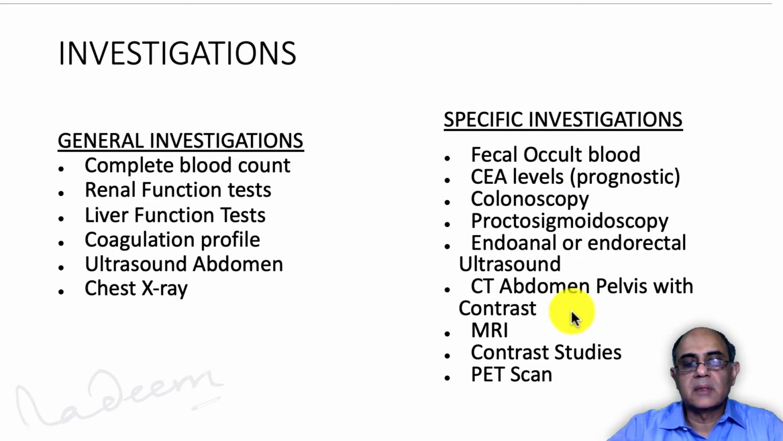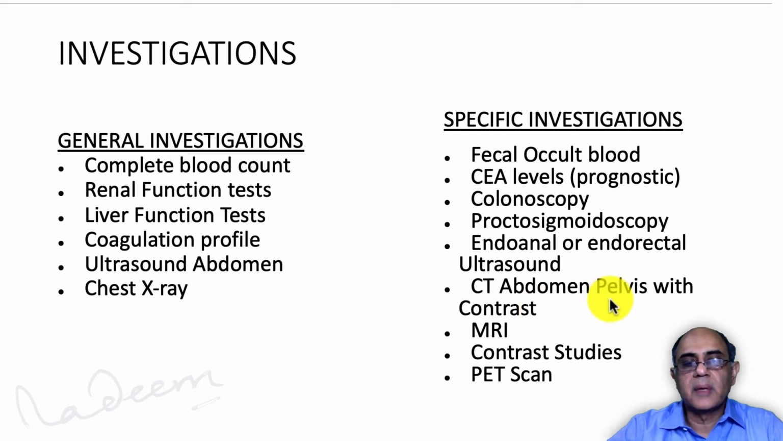CT abdomen and pelvis, this is also very good with double contrast. MRI. For colonic tumors, the CT abdomen pelvis is preferred. For rectal tumors, MRI is preferred because most of the rectum, the lower two-thirds, is extraperitoneal, and the lymphatic spread of the rectum is behind the rectum in front of the sacrum. To see that portion, MRI pelvis for rectal tumor is much preferred. The CT will not give that much. It can give certain clues, but it will not give that much information.